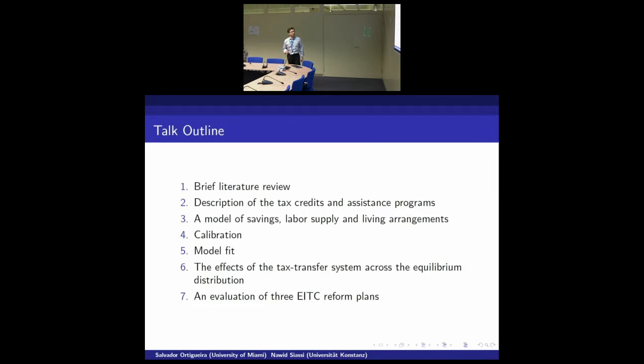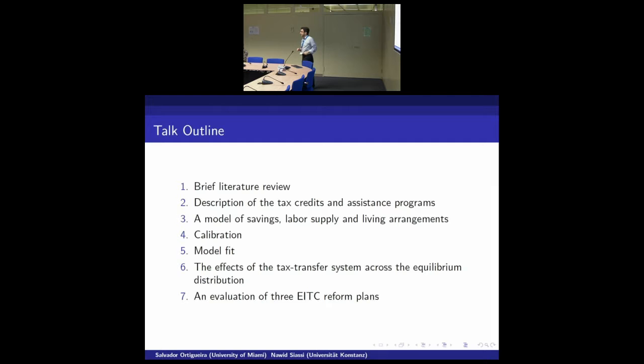So, just what is the roadmap for the rest of the talk? Just for you to see what is coming. I'm going to do a brief literature review, but it's going to be just a few minutes. Then I'm going to describe each of the programs I just introduced, just for you to see how they work. Then we go to the model, and there we will also spend a few minutes to see what are the main building blocks of the model we use to evaluate these reforms. Briefly, calibration and model fit. I will spend just a few seconds.